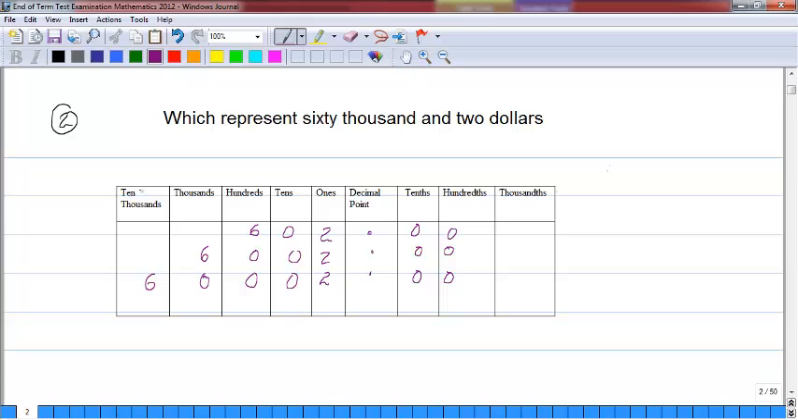However, we must look at all the options, and we have another one. We have 0, 0, 2, 0, 0, 0, 0, and 6 would be in the next column, which would be 100,000. So we'd have $600,002, right? And they didn't ask us for 600,000, they asked us to represent $60,002. So our answer for number 2 is C.